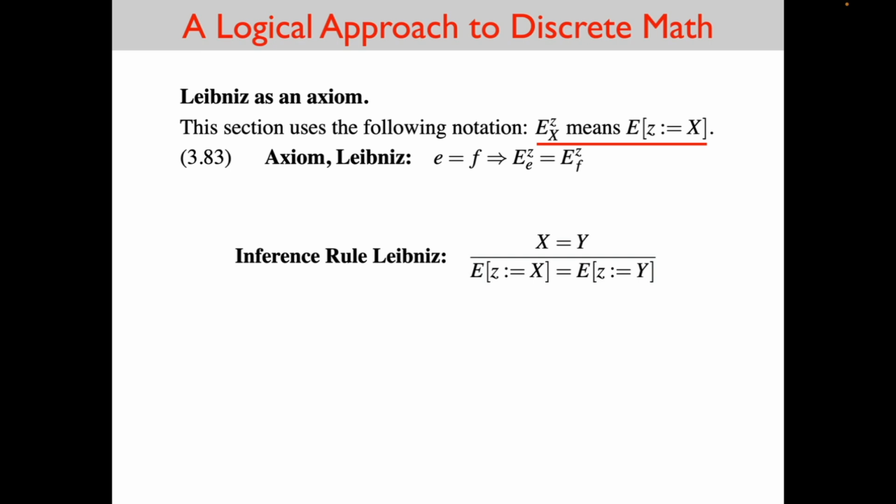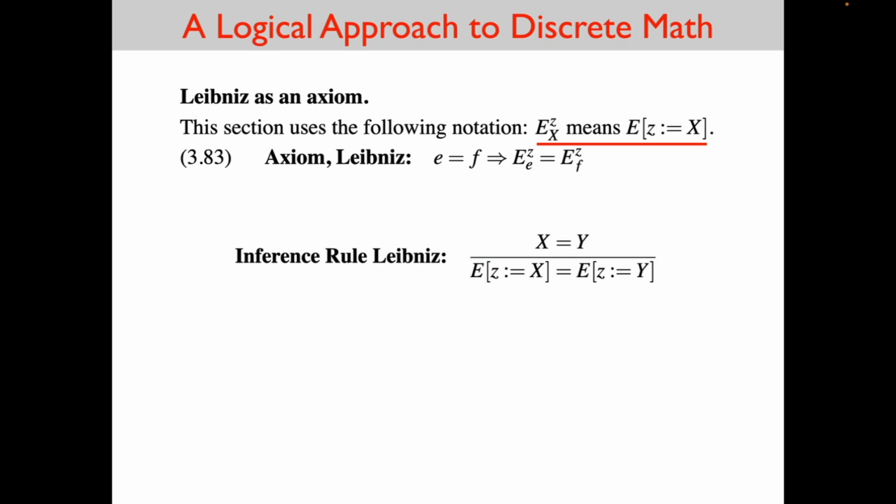And our inference rule Leibniz says that if expression X equals expression Y is true in all states, then we can conclude that any expression with Z replaced by capital X is equal to that expression with Z replaced by capital Y. And we commonly call this substituting equals for equals. Now, first let's get used to the notation. Do you see how to write inference rule Leibniz using this new notation?